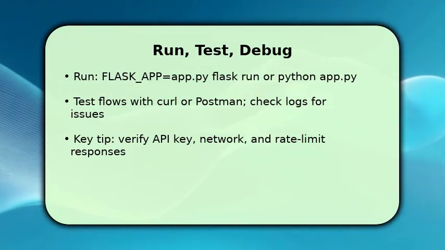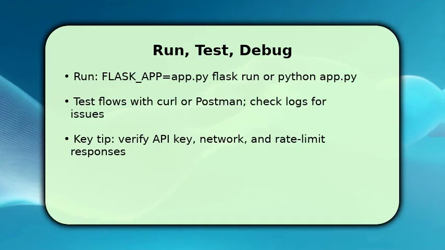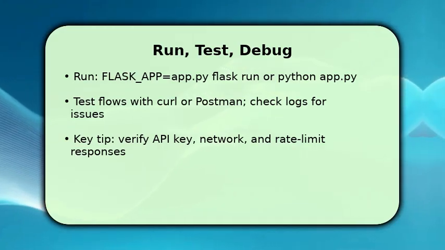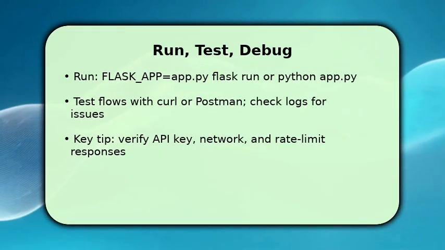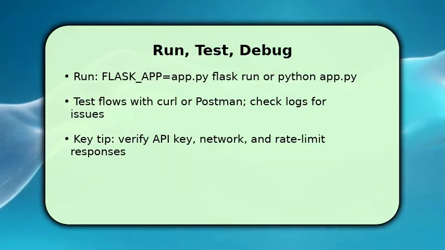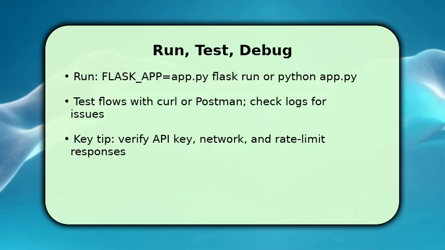Once running, validate edge cases like long inputs, unexpected JSON and connection timeouts, and make sure your prompt framing yields useful replies. If responses fail, check the API key and network connectivity first, then inspect error codes for rate limits or invalid parameters. Finally, deploy a simple container or platform with environment.